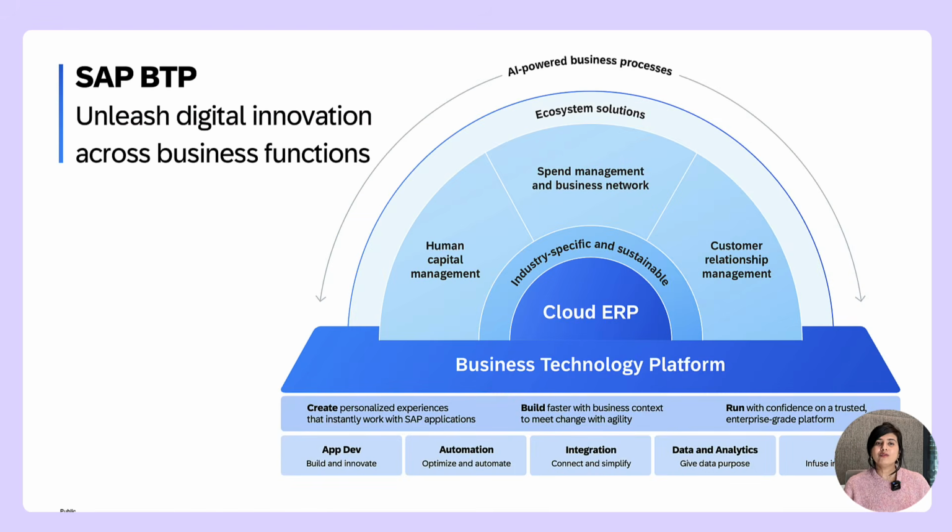Here is the overview of SAP BTP solution. As we all know, it has 5 key pillars: application development, automation, integration, data analytics, and artificial intelligence. The SAP Build solutions belong to application development and automation pillars.